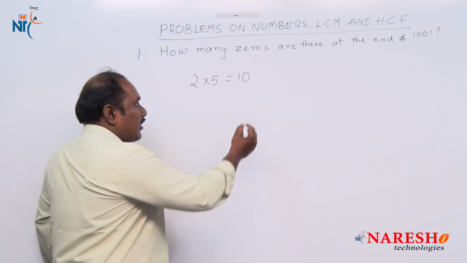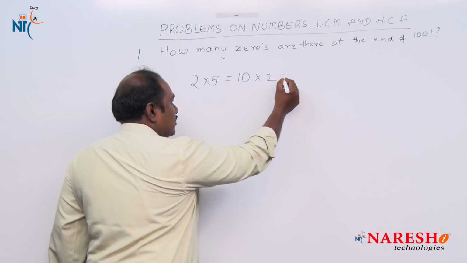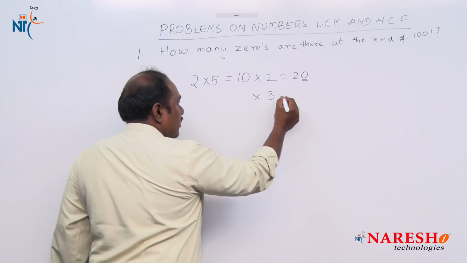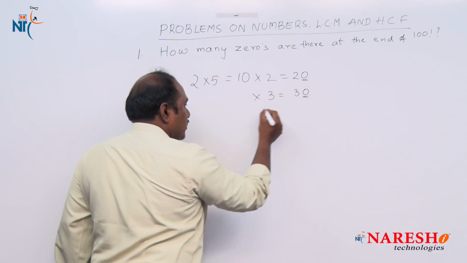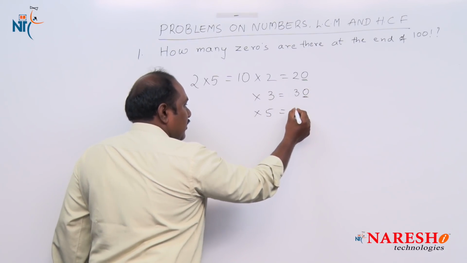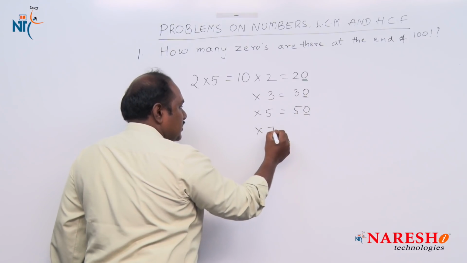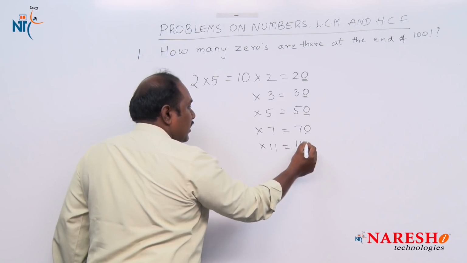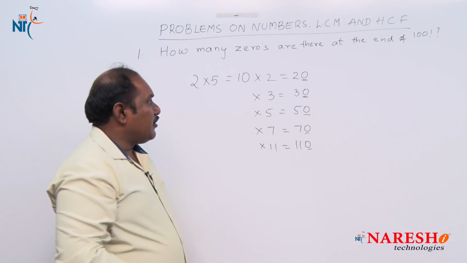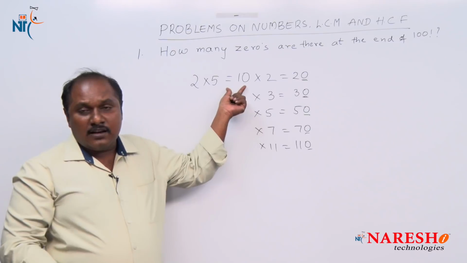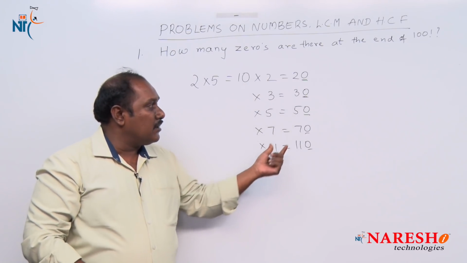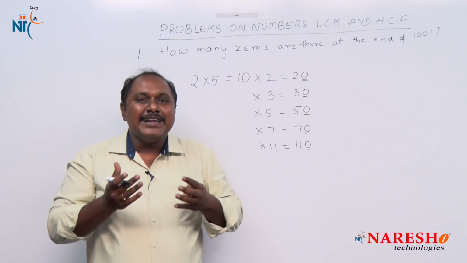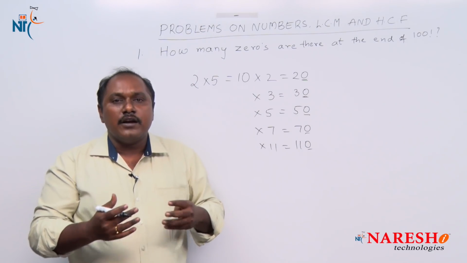Now to this product, if you multiply any prime number, definitely the number of zeros does not change in the end. If I multiply with 2, it is 20, you can see there is only 1 zero. You multiply with 3, it is 30, 1 zero. You multiply with 5, 50, 1 zero, with 7, 70, with 11, 110 and so on. So for this answer, that is 10, you multiply any prime number, the number of zeros does not change in the end. Suppose I want to increase the number of zeros in the end, what should I do?